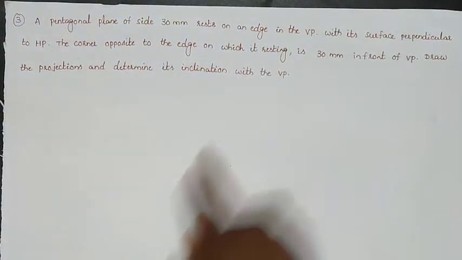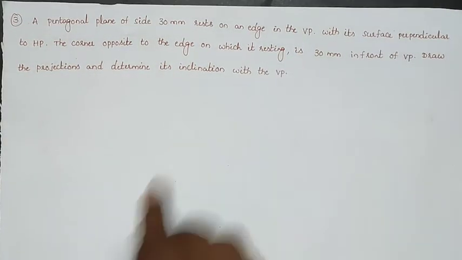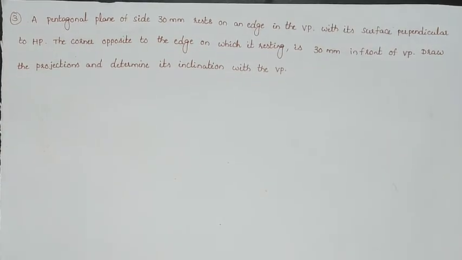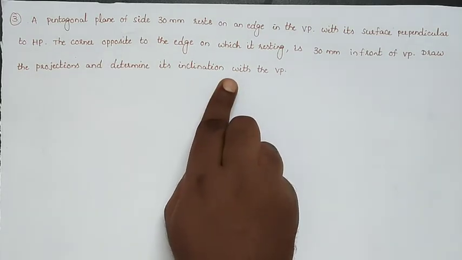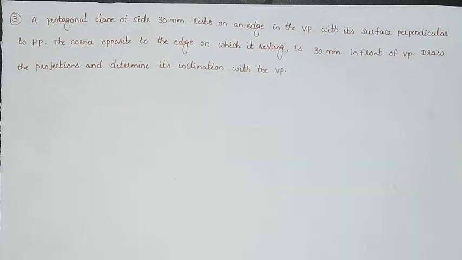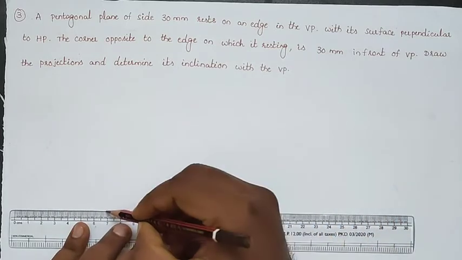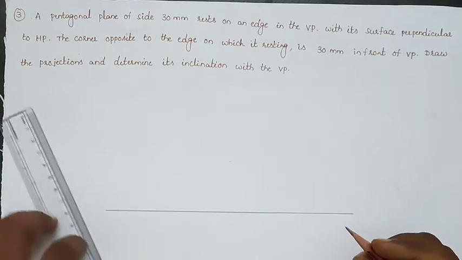In this problem, they are clearly giving that an edge is in the VP and the surface is inclined with respect to the VP. So we will draw the projections in two stages. In the first stage, we assume that the plane surface is parallel to the VP and draw the first front view and first top view. How will we draw the first front view and first top view of our diagram? Here the type of the plane surface is a pentagon, so we will draw a pentagon. How will we draw the pentagon?